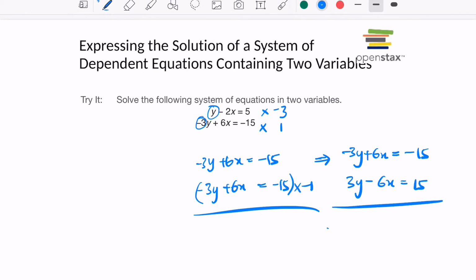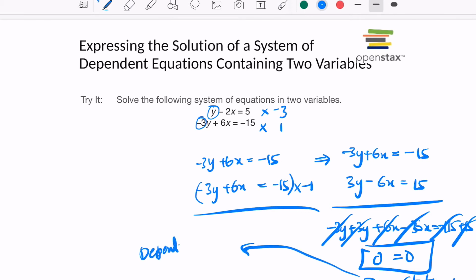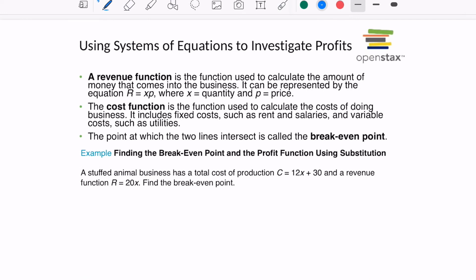Add both of them, you have minus 3y plus 3y plus 6x minus 6x equals minus 15 plus 15. So minus 15 plus 15 get cancelled, minus 3y plus 3y, 6x minus 6x. So you get 0 equal to 0. Notice that this is a true statement. So this is an example where you get a true statement, so we can say that this is a dependent system. So this is how we can determine whether an equation is a dependent system or an independent system.